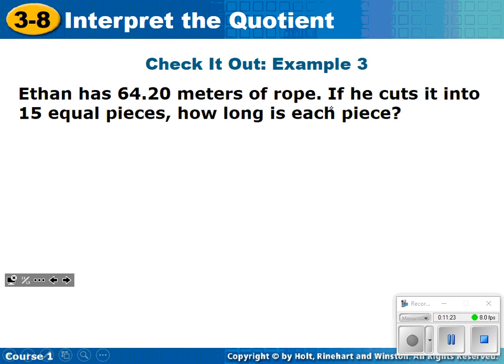What about this one? Ethan, he's got 64.2 meters of rope. He cuts it into 15 equal pieces. How long is each piece? That's another division problem. We got 64.2 divided by 15.